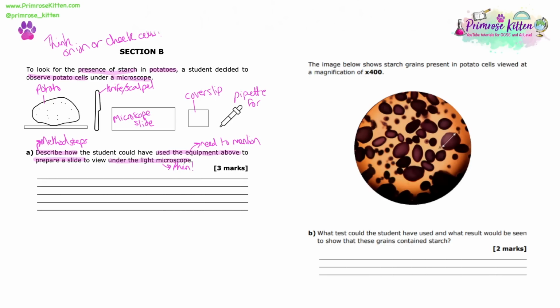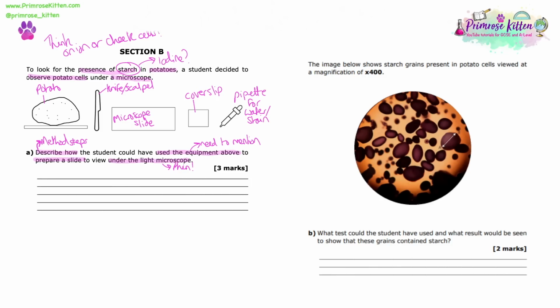If you're going to say stain and be specific, let's think about what this question is asking us. So we're looking at the presence of starch in the potato cells. So what stain could we use? Well, similar to the onion cells, we can use iodine because that would show up starch. That's a test for starch. We're probably going to need to use that in the next question as well.